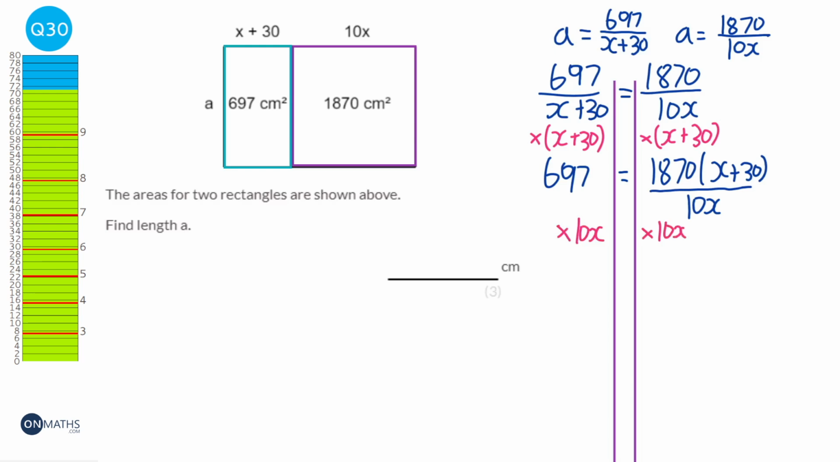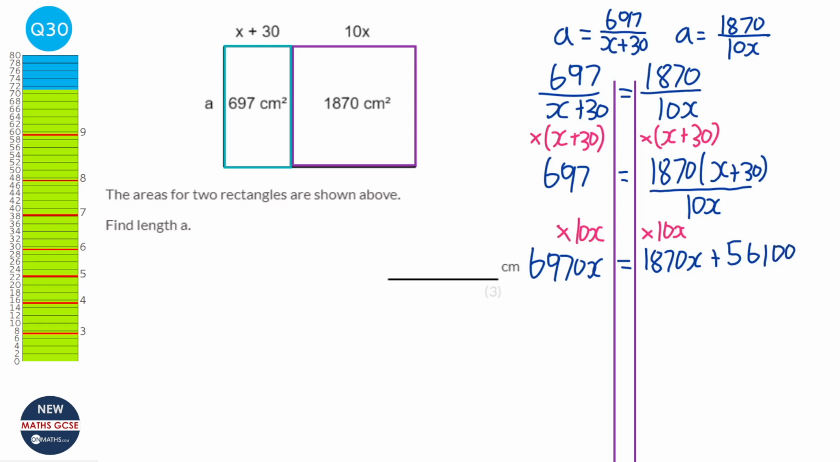So we've got 697 times 10, which would be 6,970x, because it's 10x. And it won't actually do anything to the right hand side, but I am going to expand the top, the numerator. It just gets rid of the denominator. So let's expand while I'm here. So that would be 1870x plus, was it 56,100? I believe that's right.